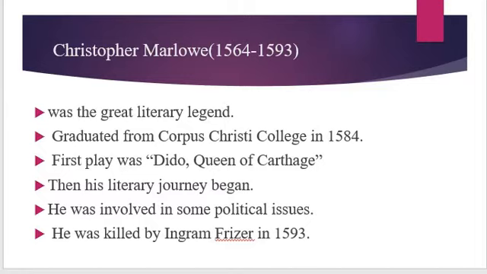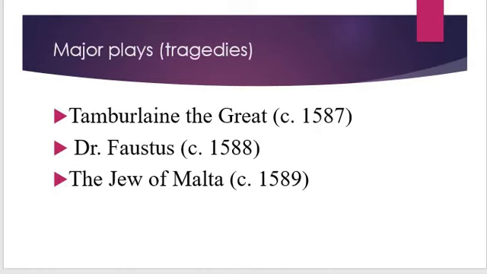So we are going to discuss now the major works, or major plays and tragedies, of Christopher Marlowe. Let me tell you that Tamburlaine the Great was written in 1587. Dr. Faustus was written in 1588. The Jew of Malta was written in 1589. So that was about his major works.